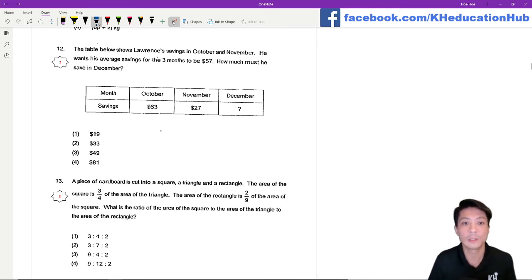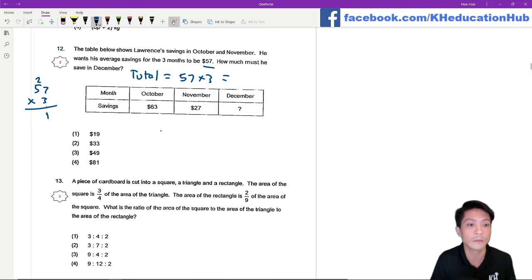Question 12. The table below shows Lawrence's savings in October and November. He wants his average savings for the 3 months to be $57. So how much must he save in December? The first thing we need to find is the total amount that he needs to save. It is going to be 57 multiplied by 3. Do your working: 21, 5 times 3 is 15, 15 plus 2 will be 171, right?